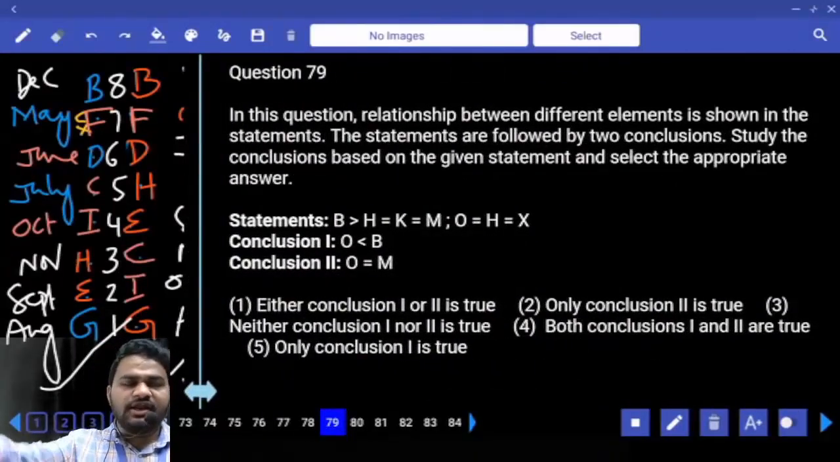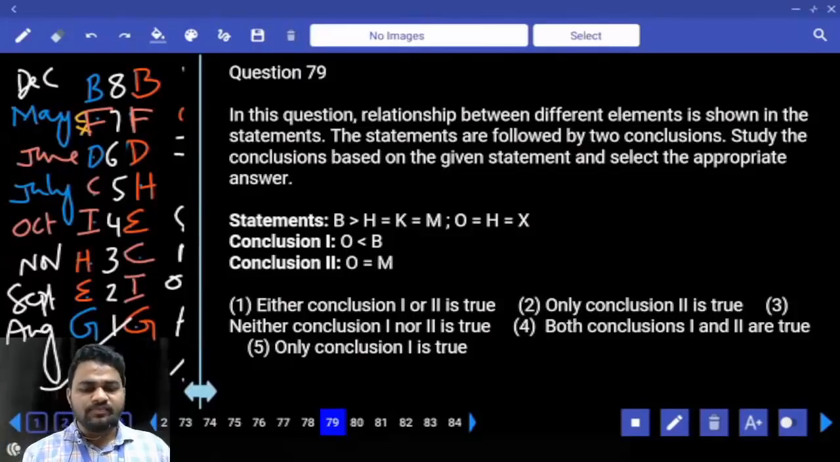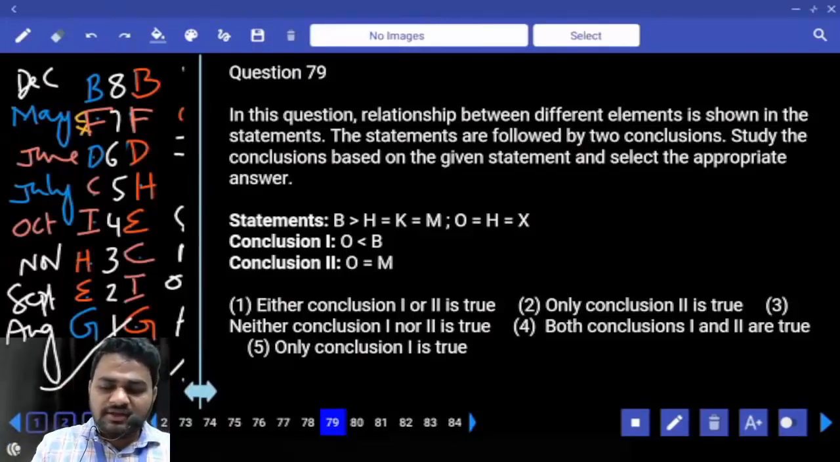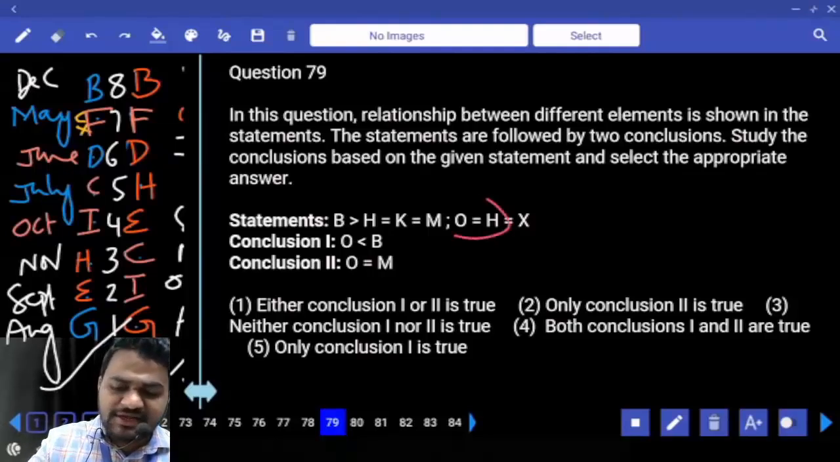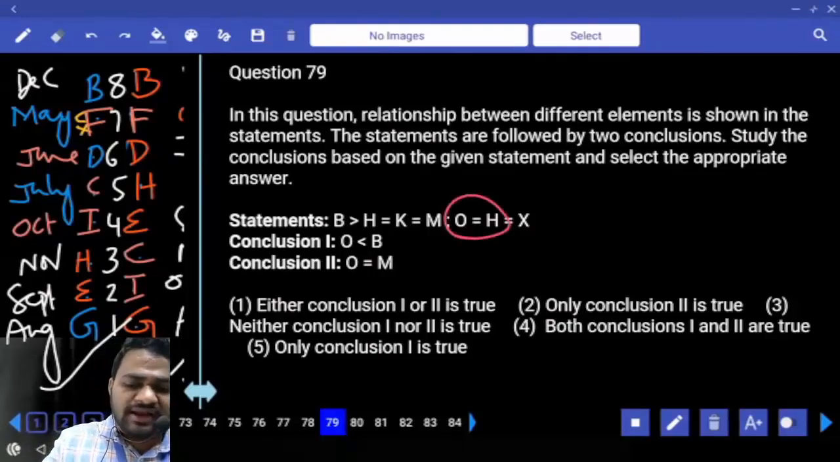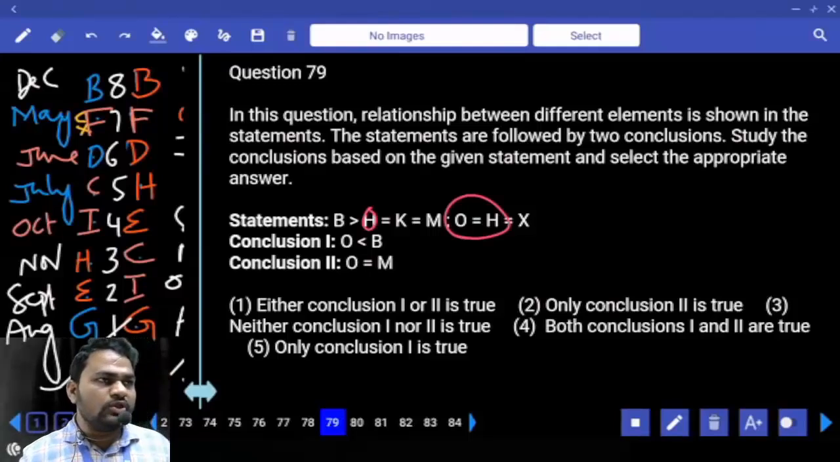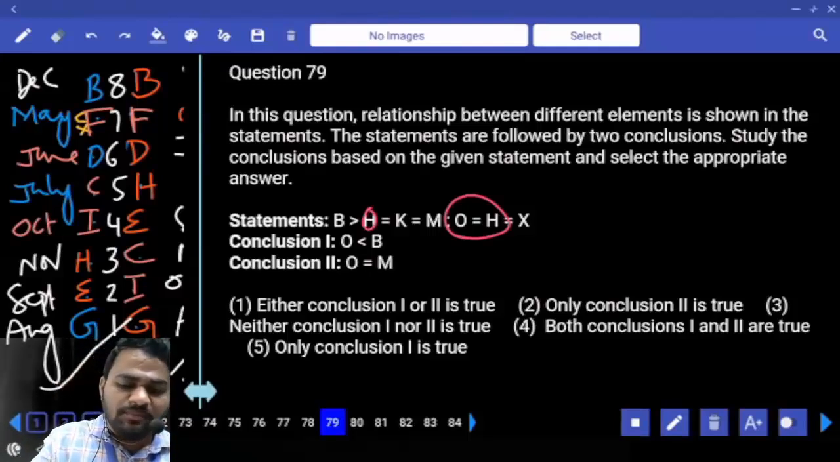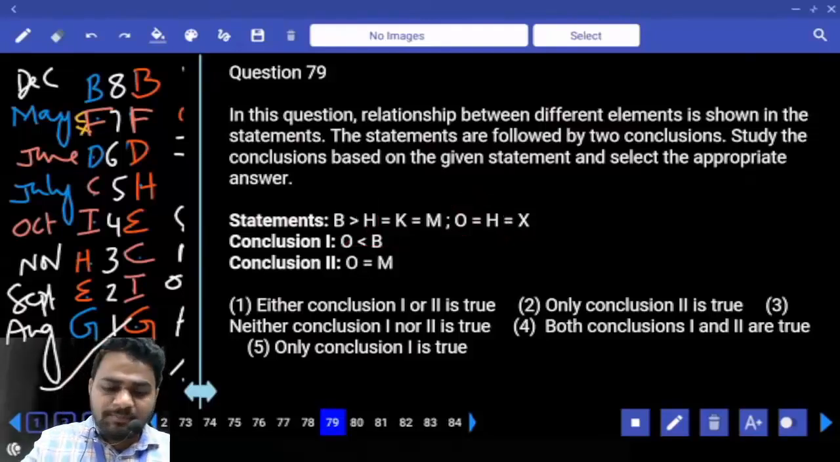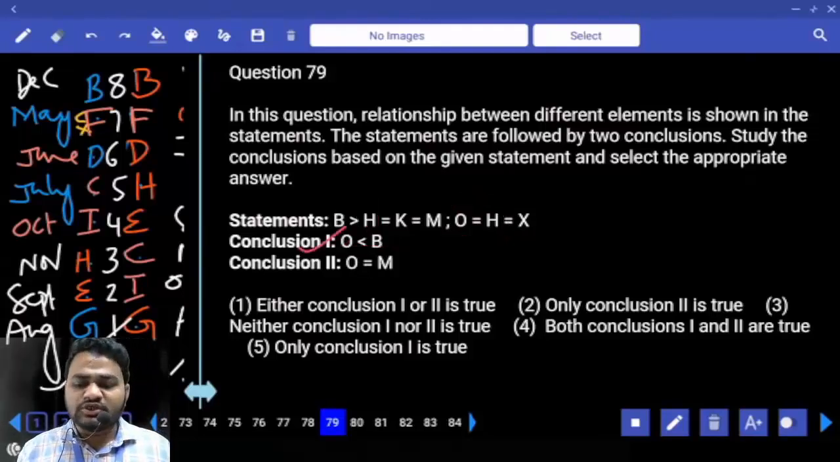We have a question related to inequalities. B to O is required. Here it is clear that O equal to H, then I can replace H with O. Now it will be B greater than O. Here also they gave you B greater than O itself. Perfectly one is true.